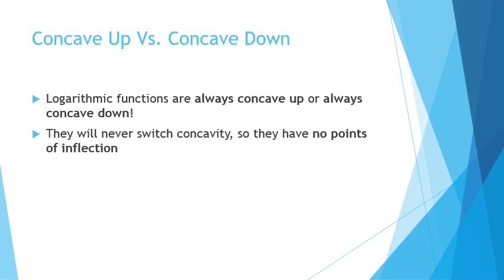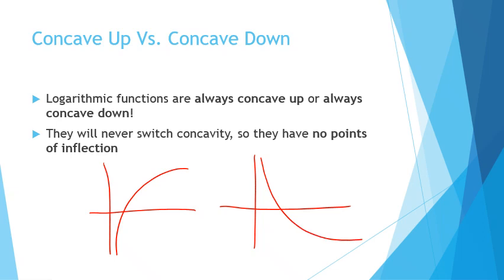Concave up versus concave down. Logarithmic functions are either always going to be concave up or always concave down. Because they don't switch concavity, there will be no points of inflection. So it's either going to be a downwards U shape or an upwards U shape, like so.